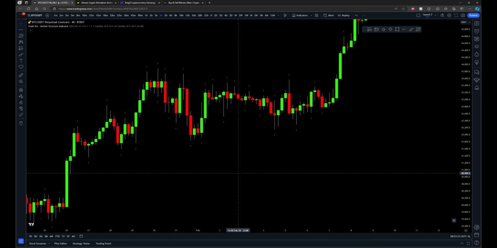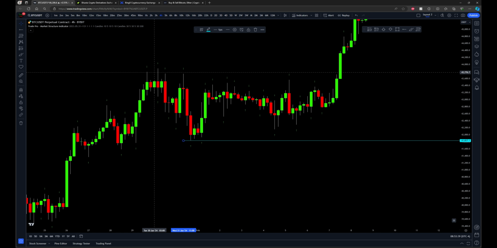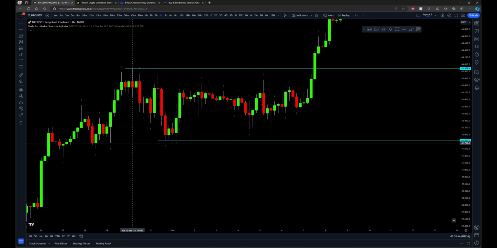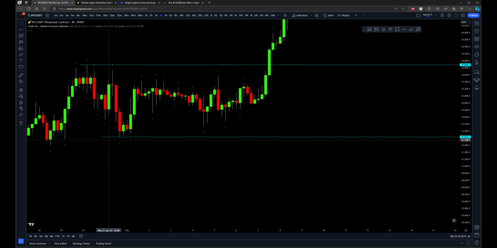Let's get rid of our drawings here. So here's the low, the high, we break it on this candle. Okay, so our new low of structure is right here. This would be the one to break currently. As of this candle here, this would be the low to break now.